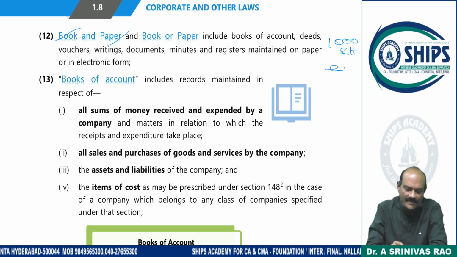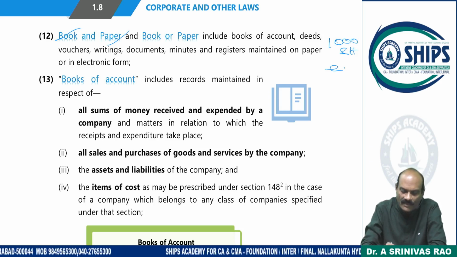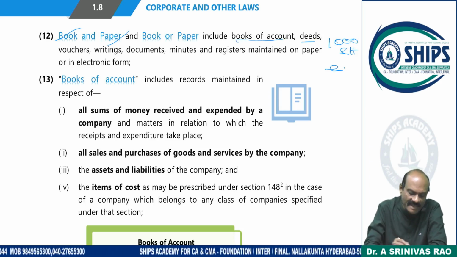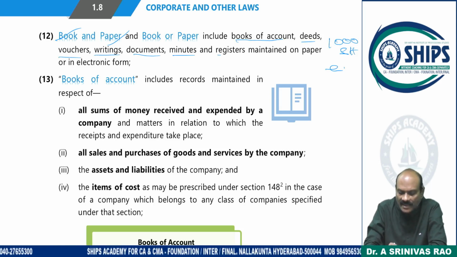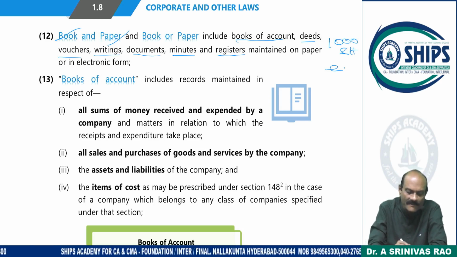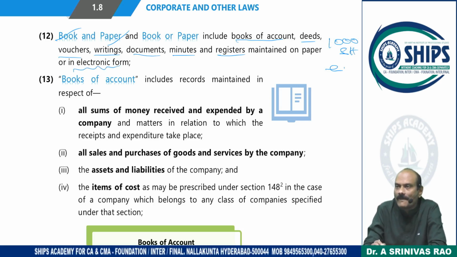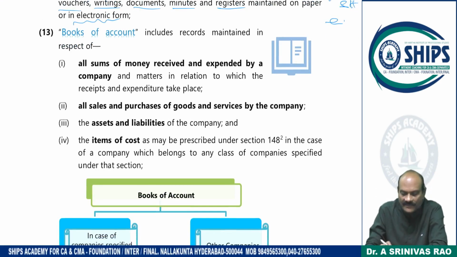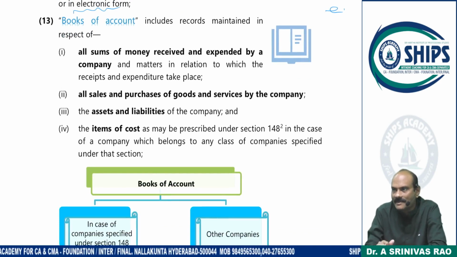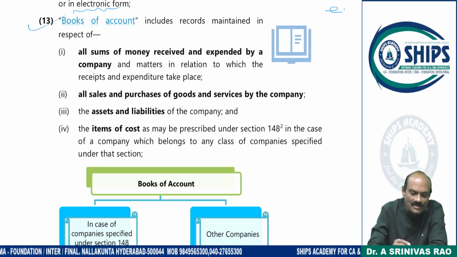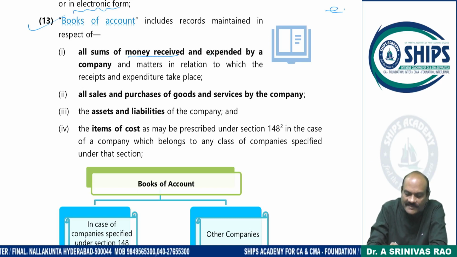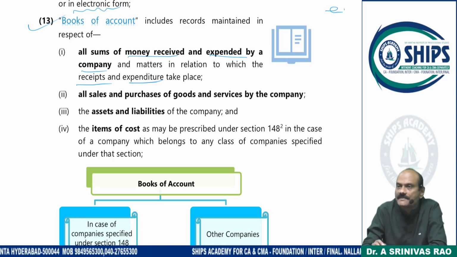What are books and paper? Books or paper includes your books of accounts, deeds, vouchers, writings, documents, minutes, registers maintained on paper or electronic. Fine. Other one is books of accounts. This is to be remembered. It will follow you for many years to come. What are the books of accounts? All the sums received and expended by the company in relation to receipts and expenses.